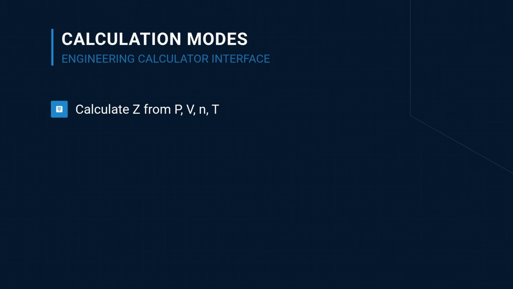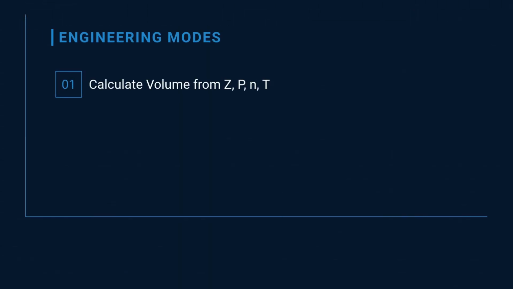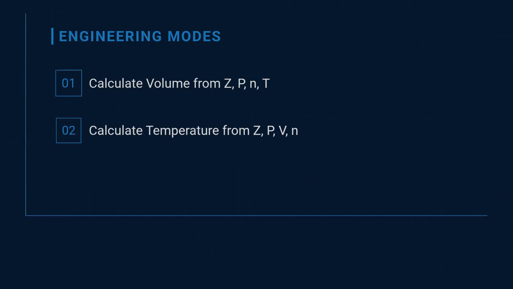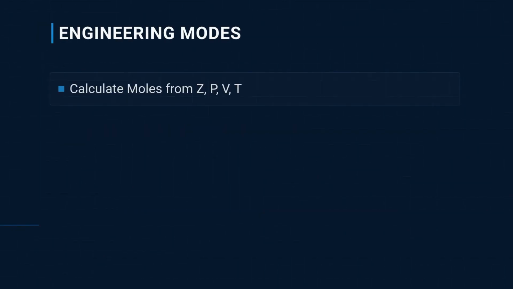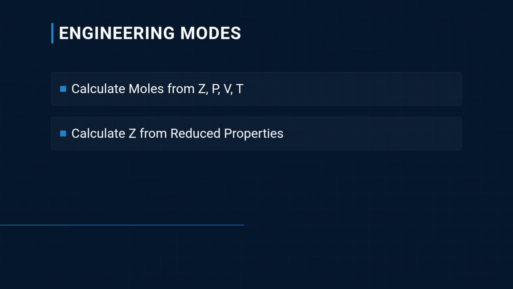Calculate Z from P, V, N, T. Calculate pressure from Z, V, N, T. Calculate volume from Z, P, N, T. Calculate temperature from Z, P, V, N. Calculate moles from Z, P, V, T. And calculate Z from reduced properties.